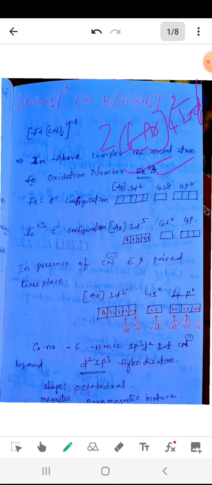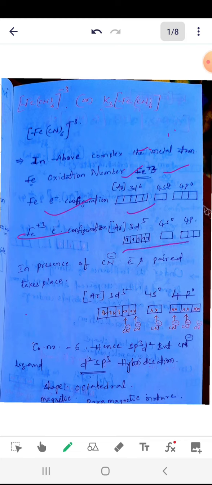With loss of 3 electrons, we get the 2 electrons leaving from the s orbital, and the remaining 1 from the d orbital. So the total is d5. What is the configuration of the Fe3+ ion? Argon 3d5 4s0 4p0. This is the configuration of the Fe plus 3 ion.